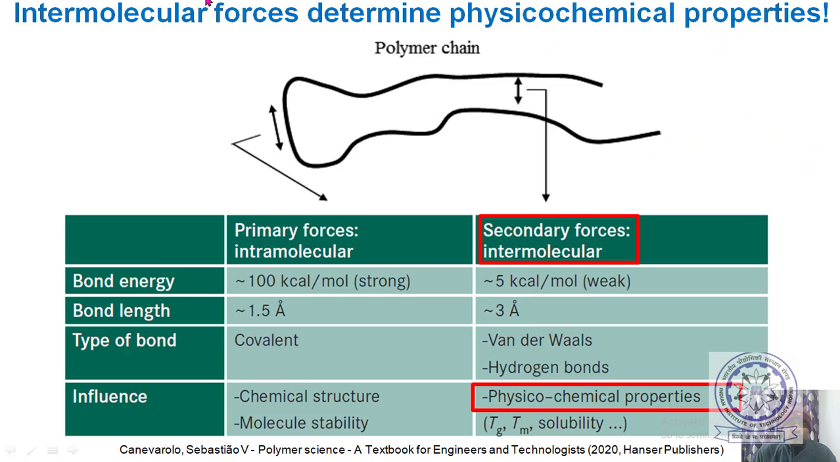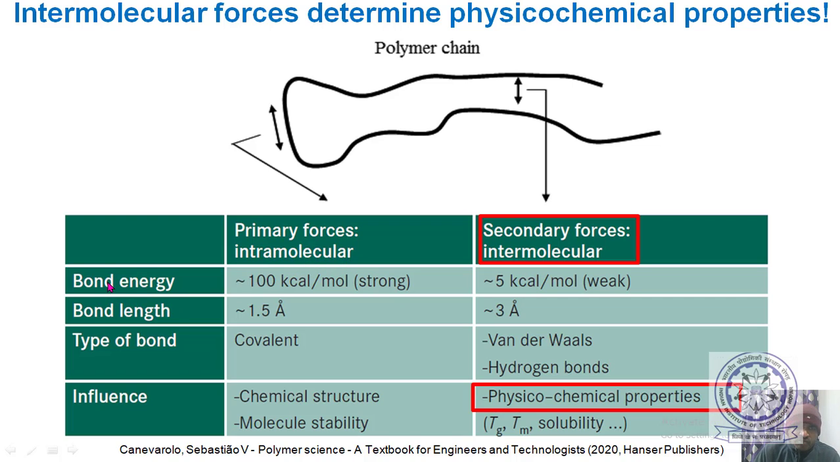Intermolecular forces determine the physico-chemical properties. This is a polymer chain. If you have different molecules, the forces between different molecules are called intermolecular forces. But if the forces are between two adjacent carbon or hydrogen units within the chain, that is called intramolecular. This is intermolecular, this is intramolecular.